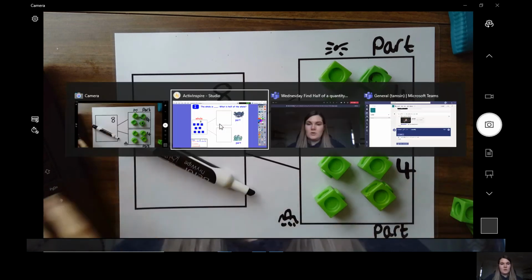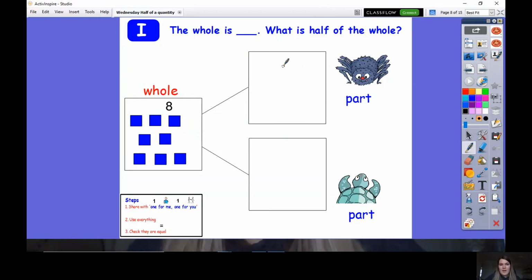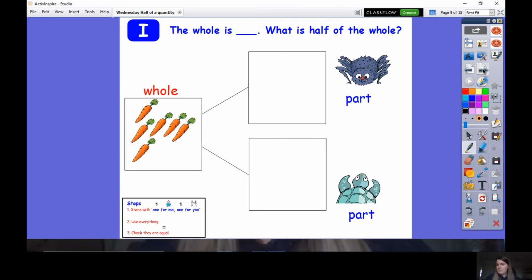Well done. Using the part-whole model, we can make sure that we find the equal parts. We found that 8 became 4 and 4. The whole is 8 and half of 8 is 4. Can you say that? The whole is 8. Half of 8 is 4. Very good.